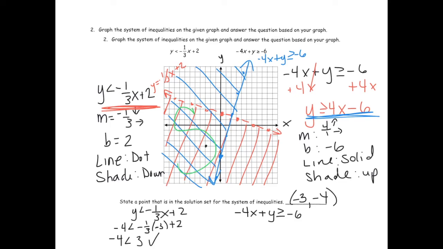Let's just plug -3 and -4 into x and y over here. Okay, so I plugged it in. -4 times -3 is +12. 12 minus 4. That is going to be +8. And 8 is greater than -6. So this solution works for both inequalities. Therefore, this is in the shaded area.